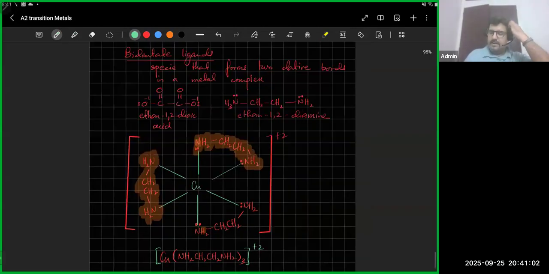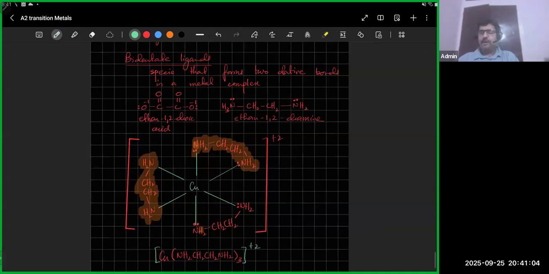Because that's what a bidentate ligand is. They can give you any bidentate ligand, you just have to draw it. It's not going to be rocket science. It's just going to be a very simple question.